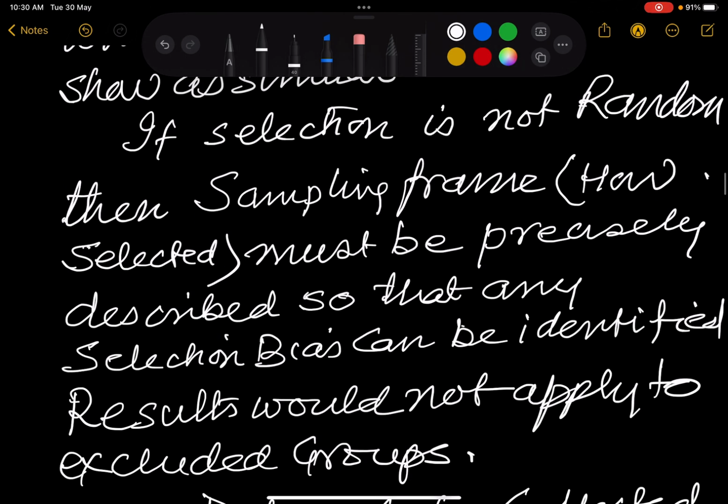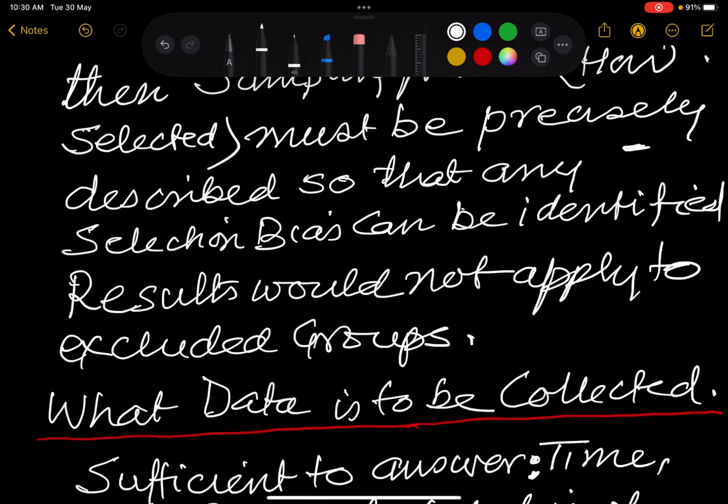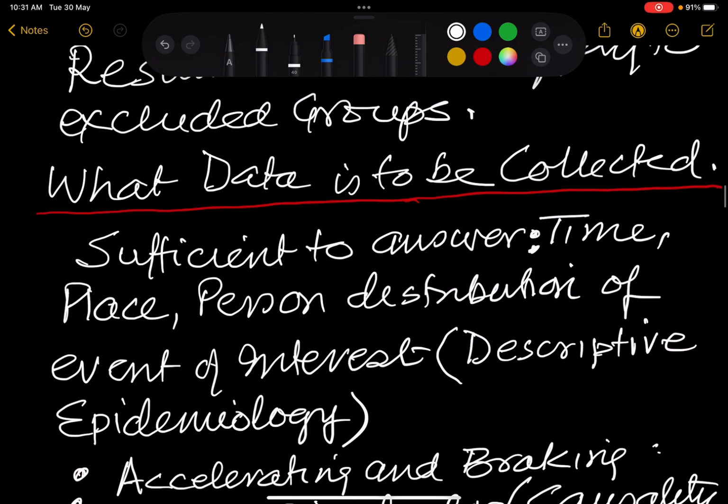If the selection is not random, then the sampling frame, how selected, must be precisely described so that any selection bias can be identified. And you should know exactly whom your results would apply to. What data is to be collected, and on whom it is to be collected. So, the data collected should be sufficient to answer time, place, and person distribution of the event of interest.